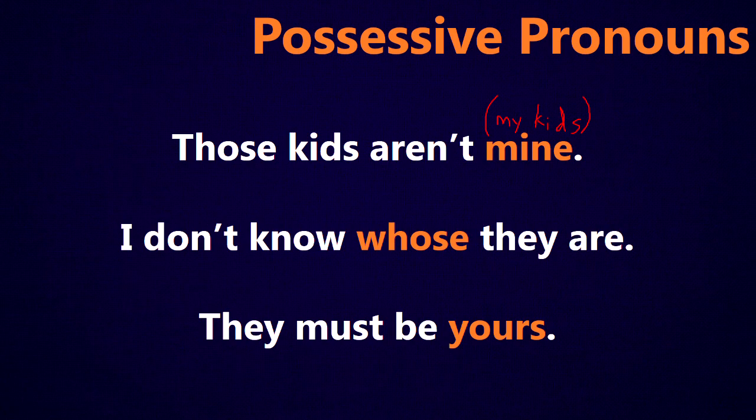They must be yours. They must be your what? Your kids. So here, yours is a pronoun taking the place of your kids. So I could say they must be your kids, or I could say they must be yours. Now if you look here at the word my and the word your, these are actually a different kind of word. They're called possessive determiners, and we'll talk about that in another lesson.